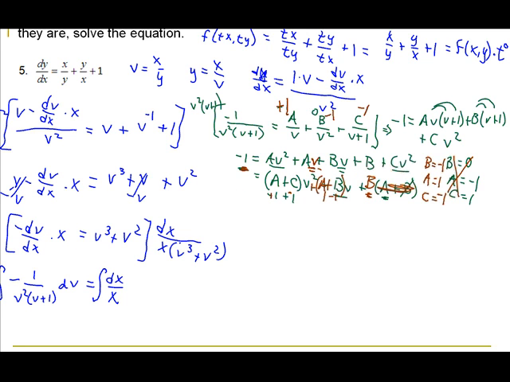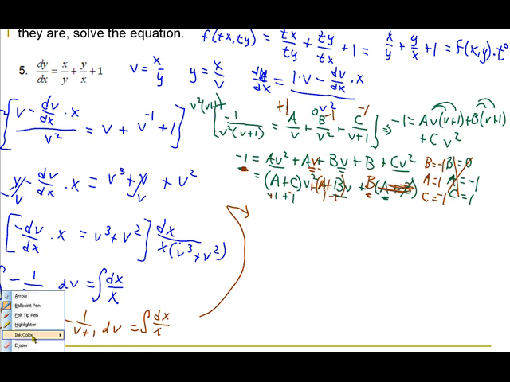So this left side of my integral becomes 1 over v minus 1 over v squared minus 1 over v plus 1. And then on my right side I just have dx over x. Okay, now let me do my integral up here, and I'll change my ink color again.